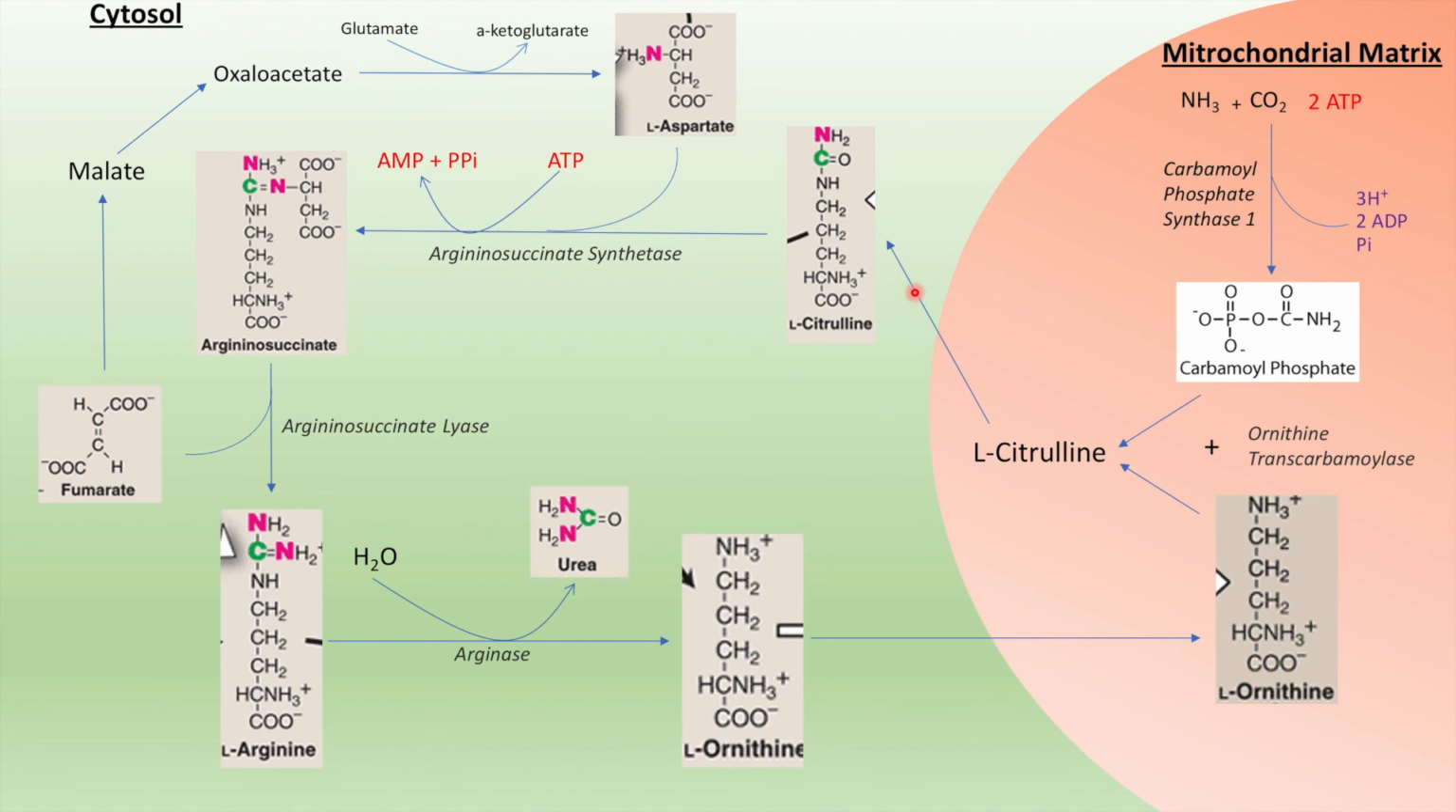So this all comes around from the ammonia. From the ammonia, it goes into carbamoyl phosphate. Carbamoyl phosphate turns into citrulline. Citrulline, with the help of aspartate, turns into arginosuccinate. Arginosuccinate goes into arginine, and arginine goes into ornithine. Ornithine goes back into the mitochondrial matrix. And this is how the cycle is formed. This is why it's called the cycle, because it goes in circles.